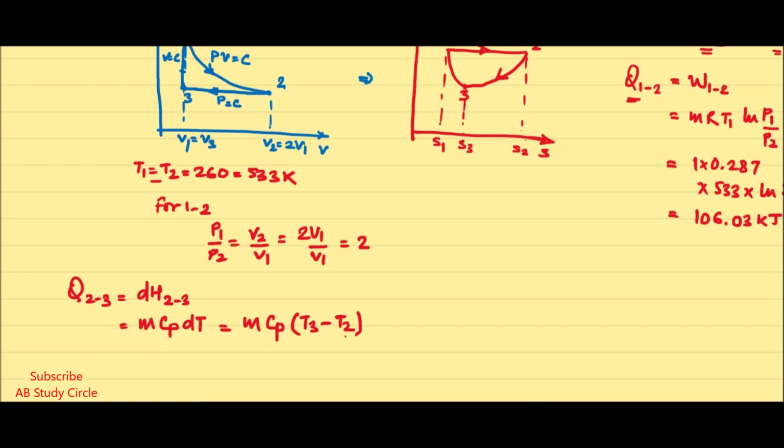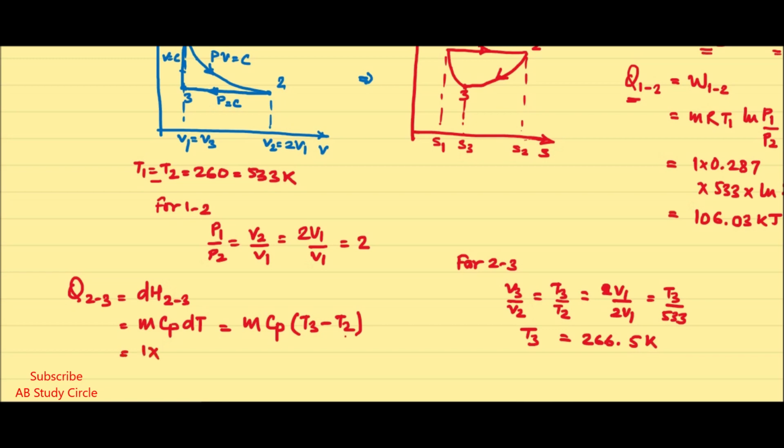Now we are concerned about T3. So again, for 2 to 3 process, as it is a constant pressure process, it will be V3 by V2 is equal to T3 by T2. What is V3? It is nothing but V1 by 2V1. That is, T3 is unknown. T2 is what? 533. When you solve it, you will get T3 as 266.5 Kelvin.